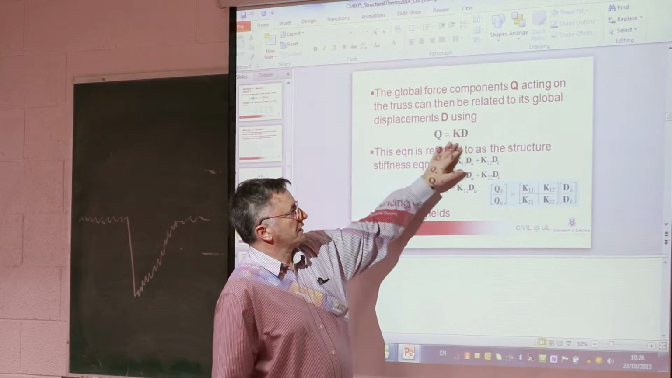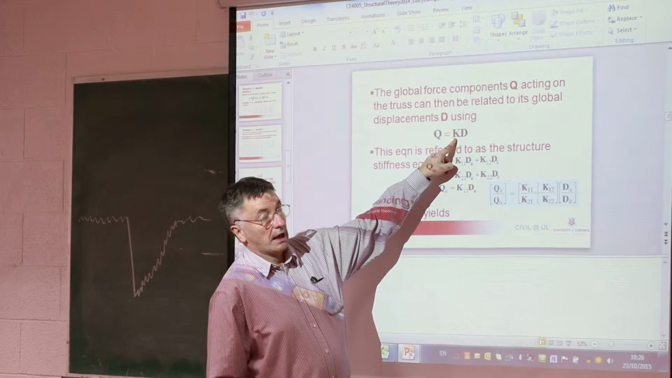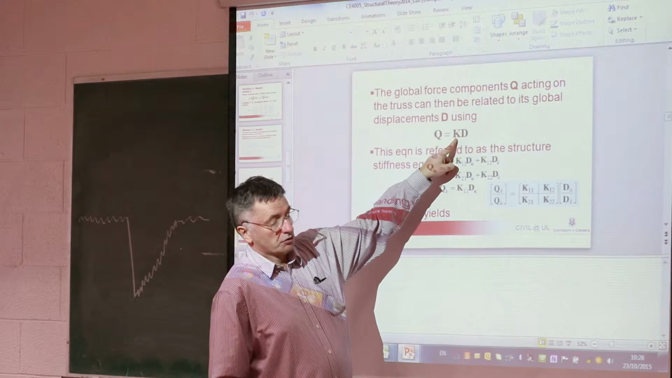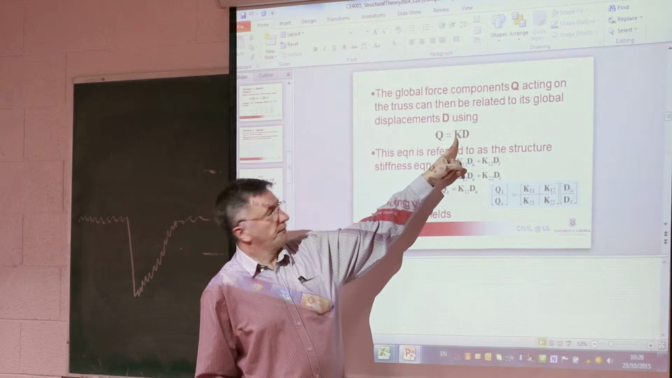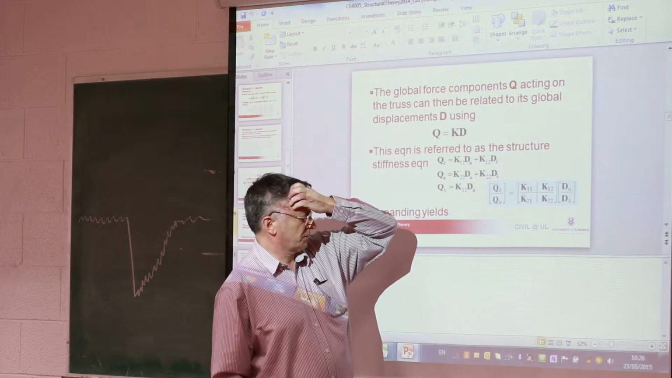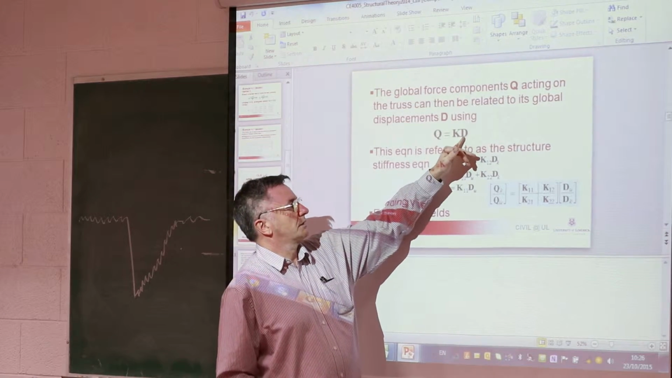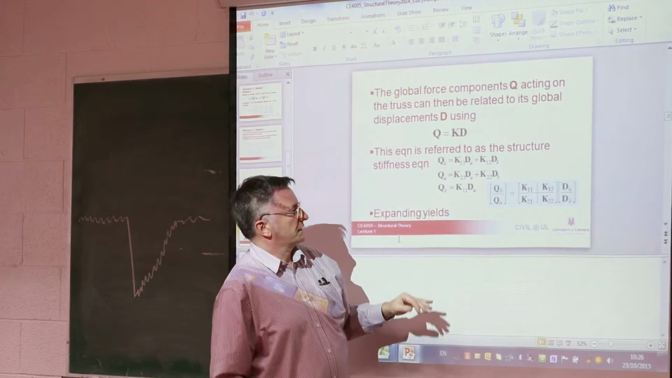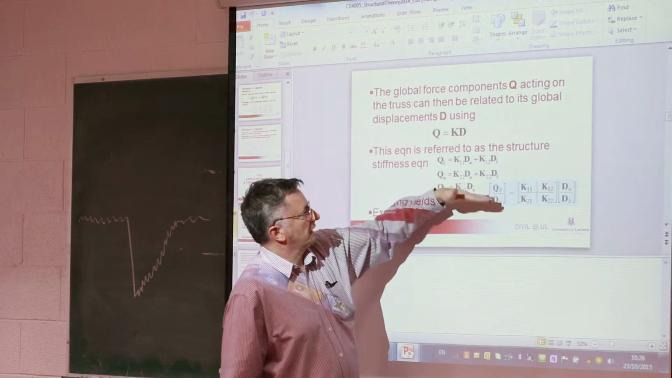So the overall equation remains the same. Nodal forces equals the total structure stiffness matrix, global stiffness matrix, related to nodal displacements expressed in a global coordinate system. And we can split these horizontally, these equations.